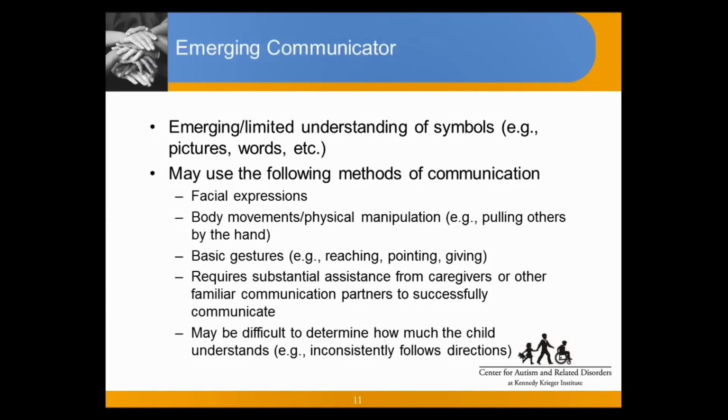Maybe they follow directions sometimes, but not other times. Or they might rely on visual support. So if you're asking a child to go get their shoes, you might have to point, and we're not really sure whether the child is responding to that visual or if they're really understanding the direction that you're giving. So it's really difficult to determine how much the child understands based on that responsiveness if they're an emerging communicator.